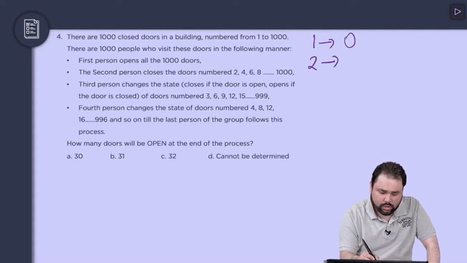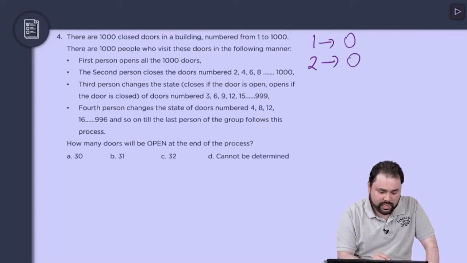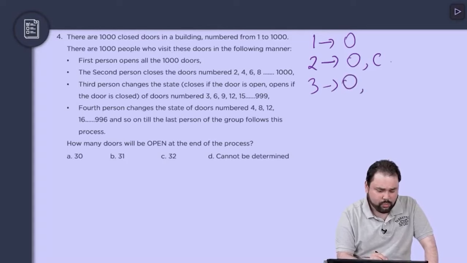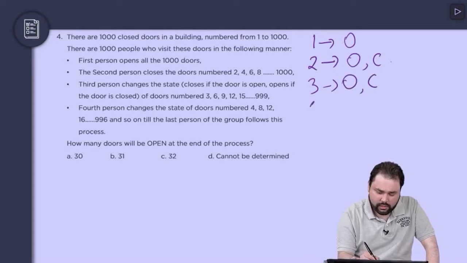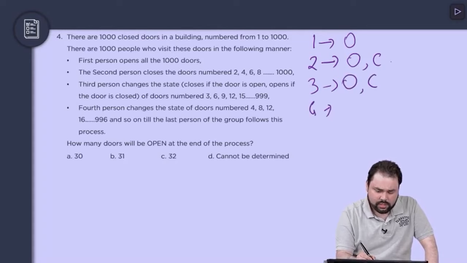Cool. So door 2, first person opens all the doors. Second person closes the doors numbered 2, so it is closed. Door 3, what happens? First person opens. Second person won't come to door 3. The third person will come and close. Door 4, what happens? First person opens. Second person will come and close. Fourth person will come and open again.